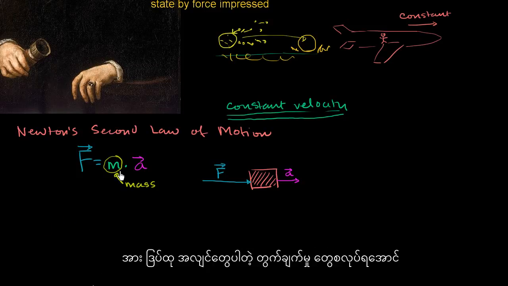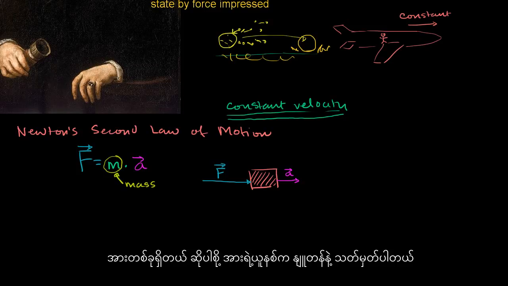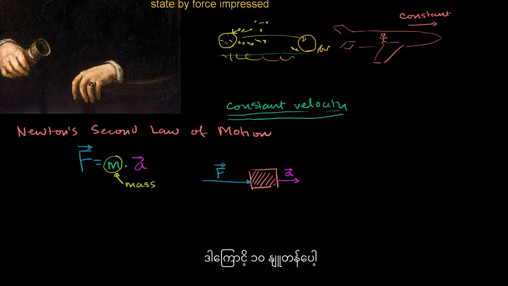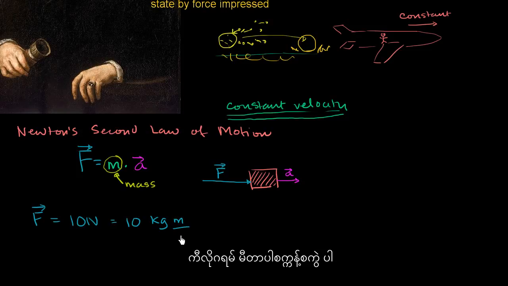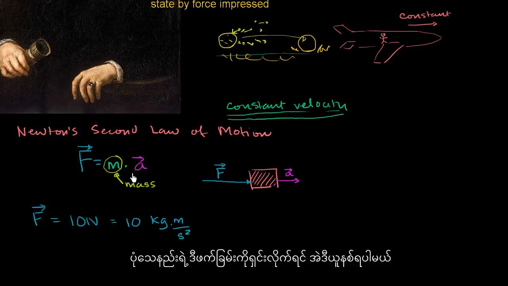And just to get our feet wet a little bit with computations involving force, mass, and acceleration, let's say that I have a force, and the unit of force is appropriately called the Newton. So let's say I have a force of 10 newtons. And just to be clear, a newton is the same thing as 10 kilogram meters per second squared. And that's good that a newton's the same thing as kilogram meters per second squared, because that's exactly what you get on this side of the formula.